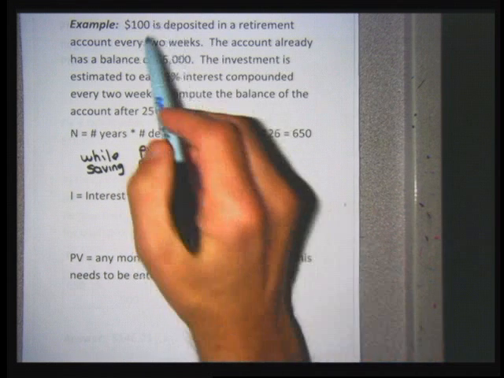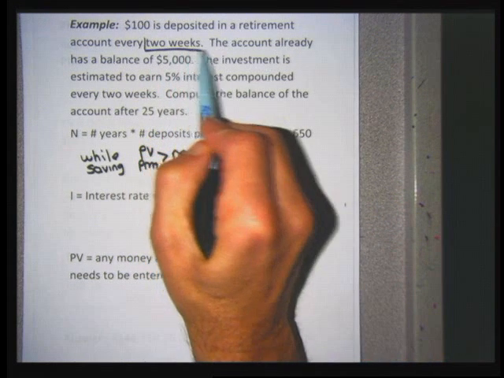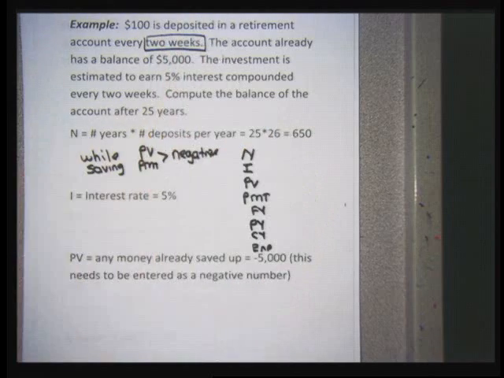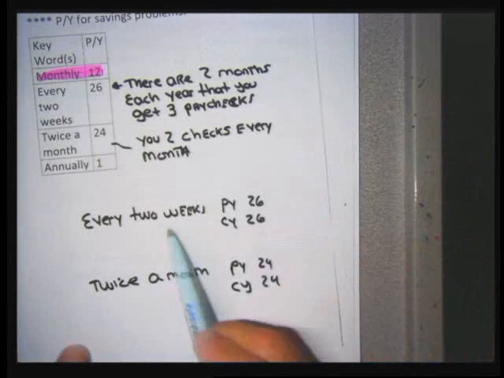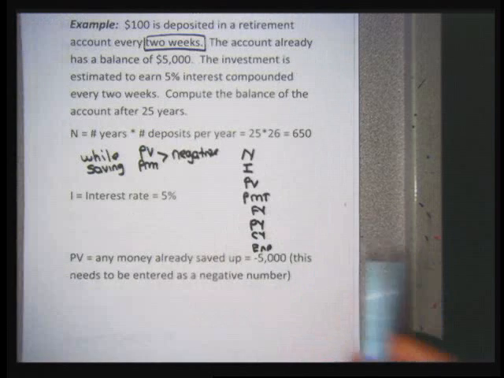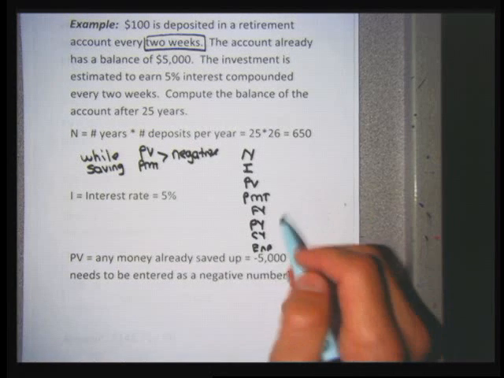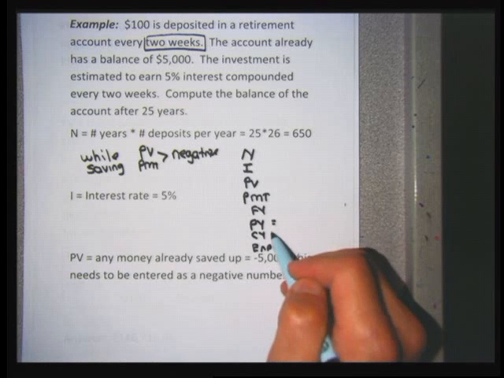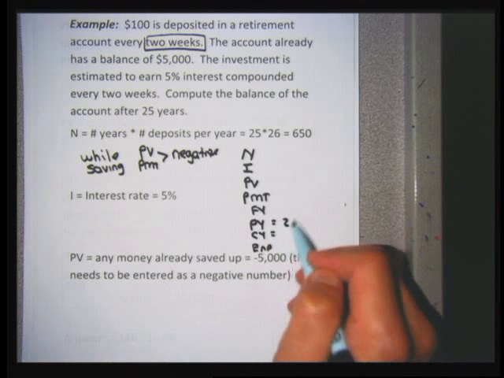First thing I do in all these savings problems is avoid my mistake. I see the word every 2 weeks. Every 2 weeks, the PY and the CY are 26. So in this example, before I get into the fine details, I want to get the PY and the CY knocked out so I don't mess them up.